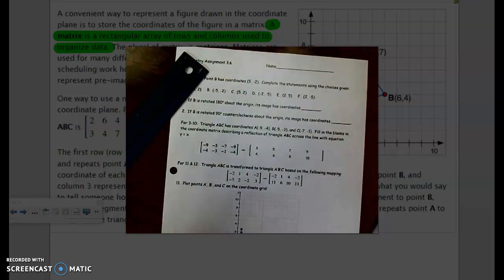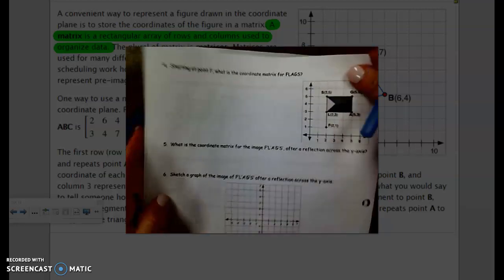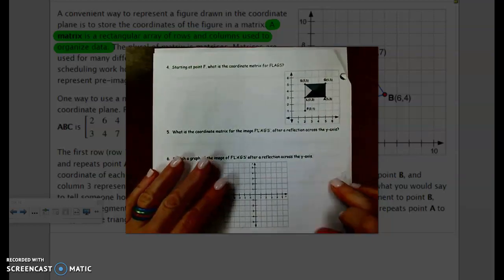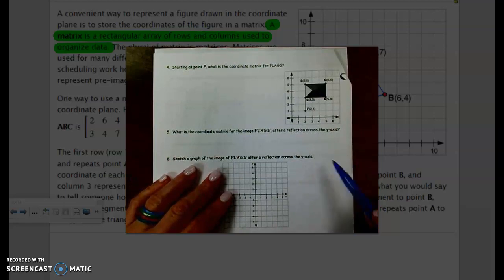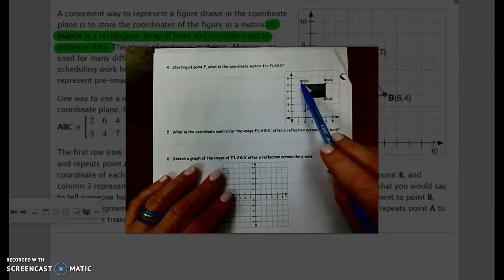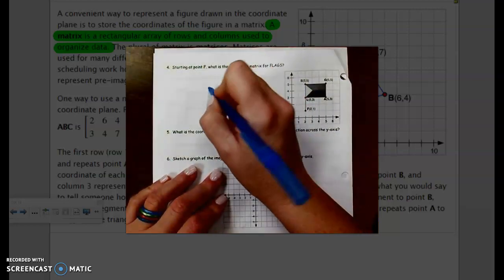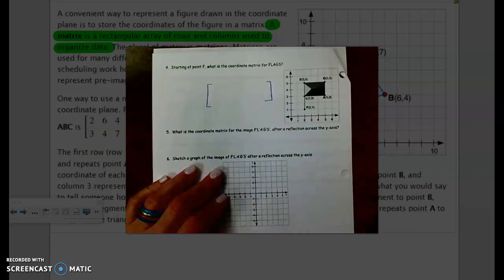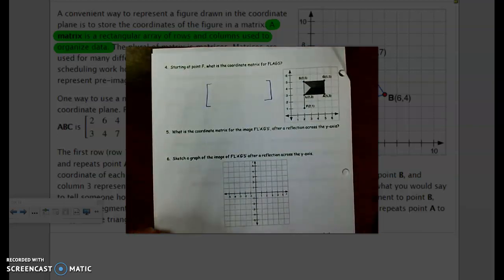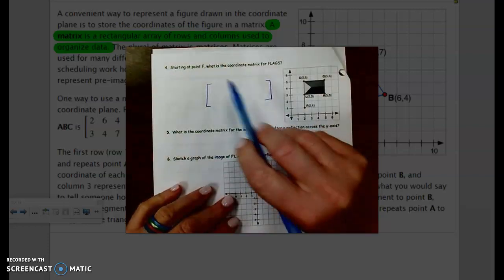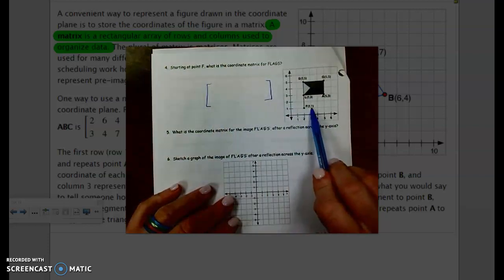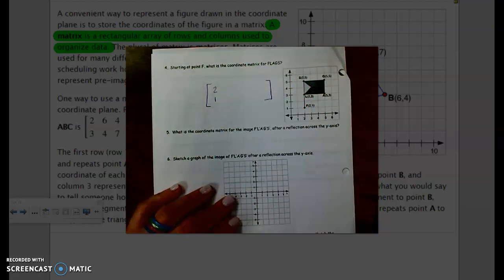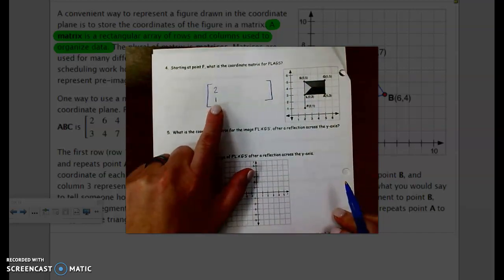All right, let's look at number 4 on your notes. It says starting at point F, what is the coordinate matrix for flags? So flags has 1, 2, 3, 4, 5 points, but remember that means that it's going to have 6 columns. 5 points means one more column than that is 6. So it tells us to start with point F. F is the point 2, 1. So you remember the 2 is going to go in the first row and the 1 in the bottom one. So the first column represents point F.